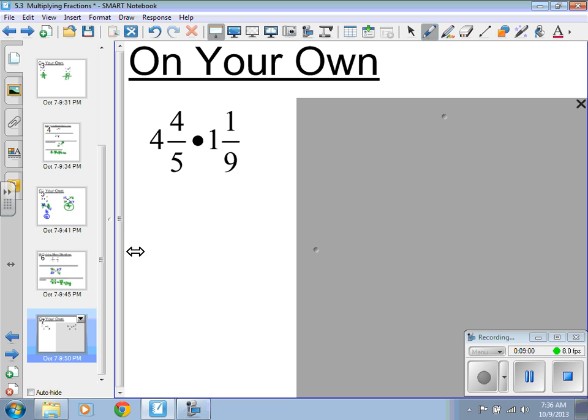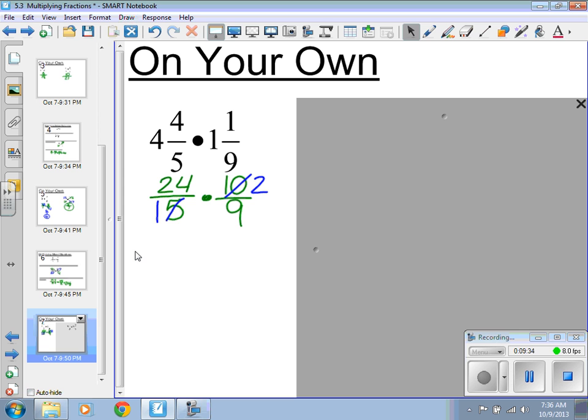Okay, now 4 times 5 is 20, plus 4 is 24. 1 times 9 is 9, plus 1 is 10. So we have 24/5 times 10/9. Hopefully you look at these and you see the factors we have in common. 5 and 10 both have a 5 in common. 5 divided by 5 is 1. 10 divided by 5 is 2.